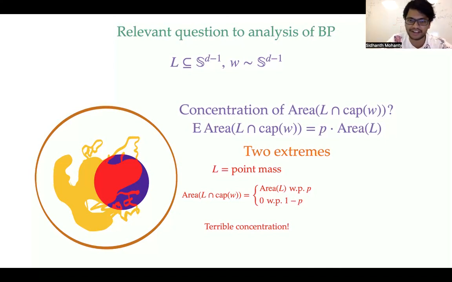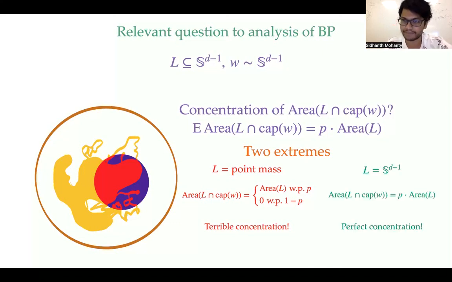One extreme is when the set L is a point mass. When L is a point mass, if I put down a random cap, I either completely contain L, in which case the amount picked up is the area of L with probability p, or I don't contain L at all, in which case I pick up 0 with probability 1 minus p. So this is terrible concentration. But now let's consider another extreme, when L is a full sphere. Now, no matter where I place my cap, I'm always going to have area p times area of L. So there's perfect concentration. There's no fluctuation at all.